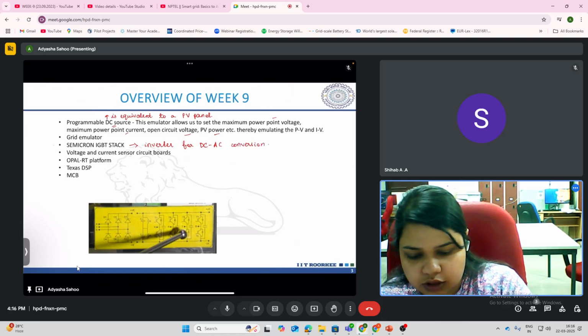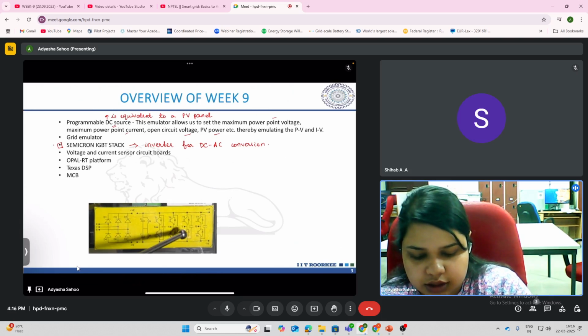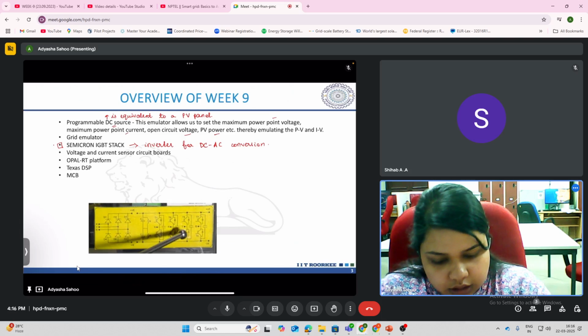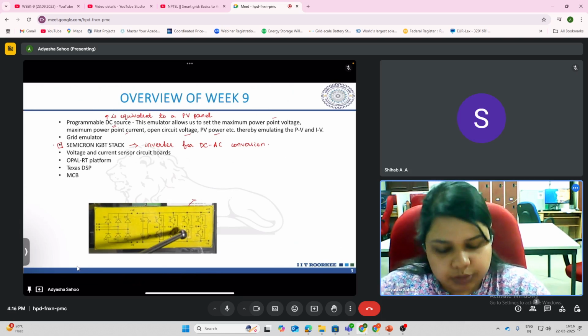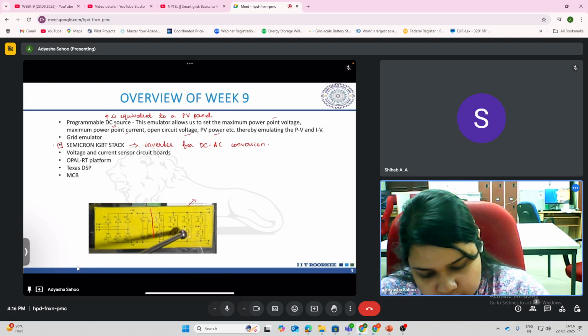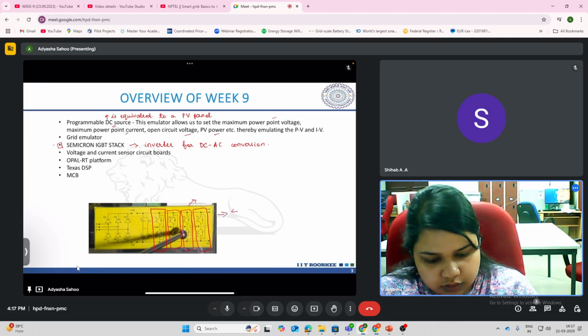This is the name of the hardware equipment. Semikron is the company, and this yellow box is basically the Semikron IGBT stack. Here you can see that it has four legs, as we say. This is the first one, second one, third one, and fourth one. So this stack consists of a four-leg IGBT.